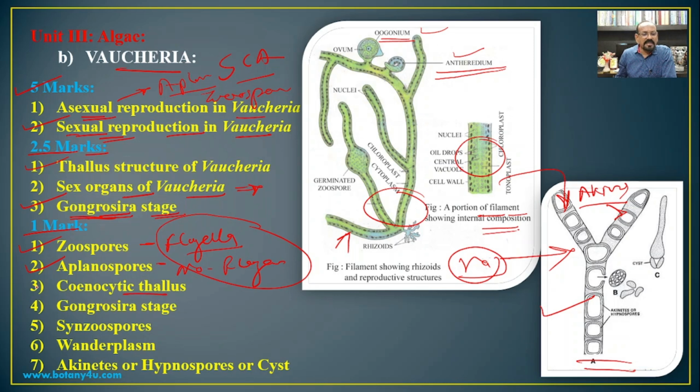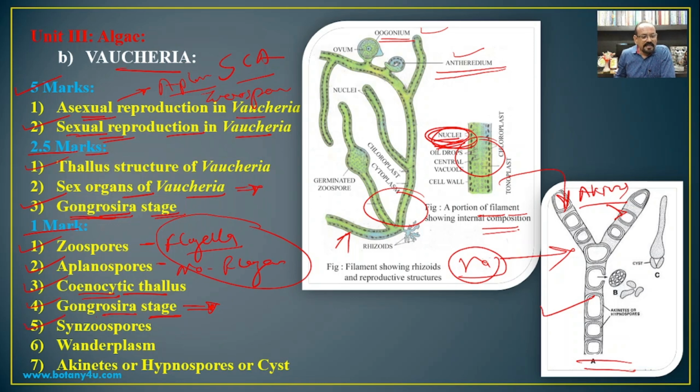Then coenocytic thallus. Earlier we have seen that there are many nuclei, but here there is no partition wall between the different nuclei present in the thallus of Vaucheria, and such a structure is known as the coenocytic thallus. Then the fourth one, Gongrosira stage, as we have seen earlier in the 2.5 mark, when the protoplasm of the Vaucheria thallus is divided into a number of akinetes or a chain of akinetes, then it is known as the Gongrosira stage, as it looks like the Gongrosira alga, but it is not actually a different alga, it is the same stage of Vaucheria.